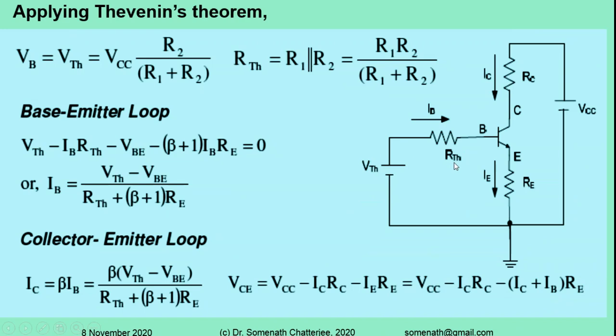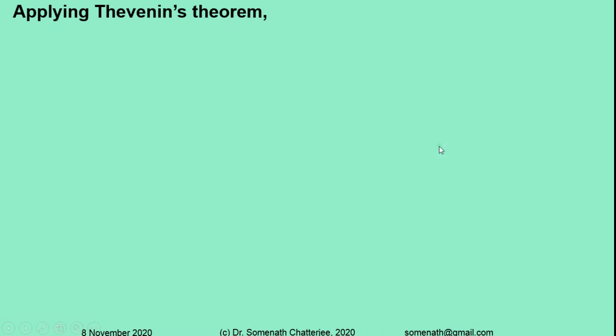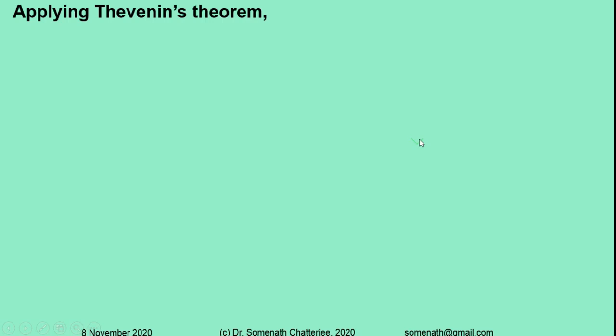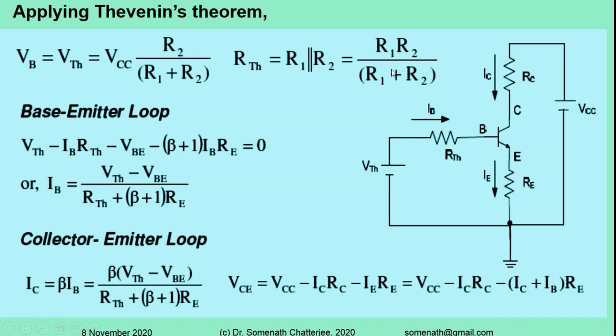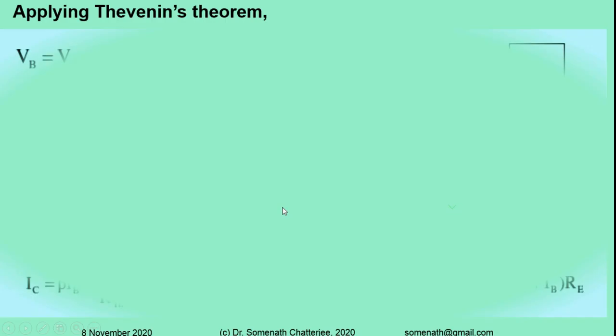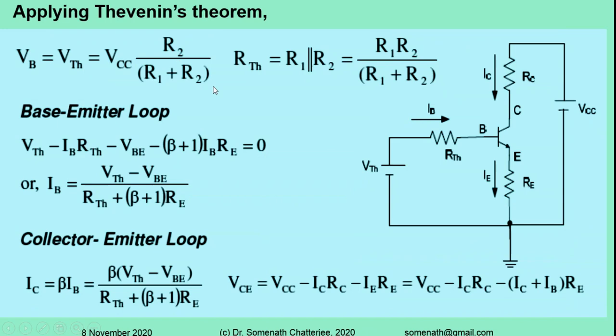Here we can see that RTH is the Thevenin's resistance. You can see this is the parallel combination of R1 and R2, so you get R1 R2 by R1 plus R2. Similarly the potential, VTH, we get from VCC and R2, across the total resistance of the input loop. So we get VTH equal to VCC into R2 by R1 plus R2.